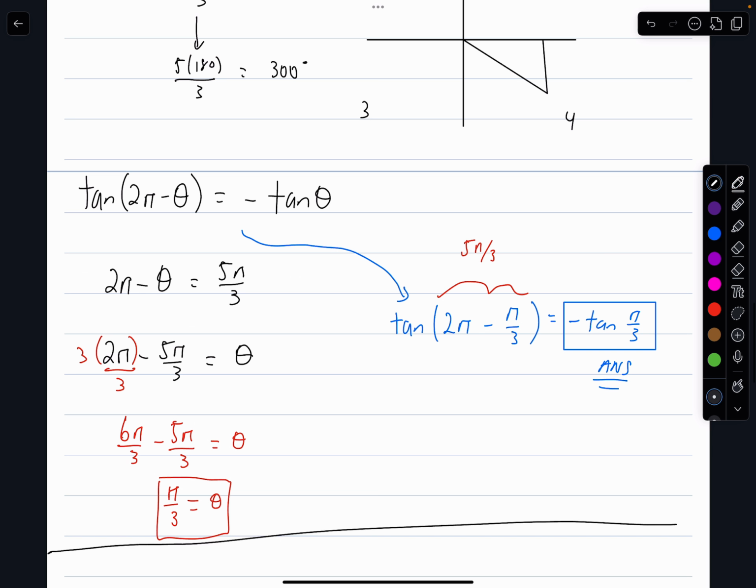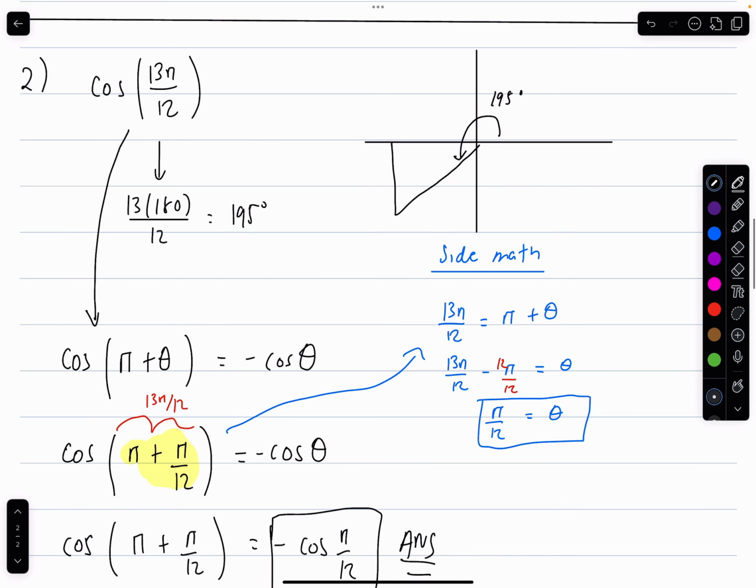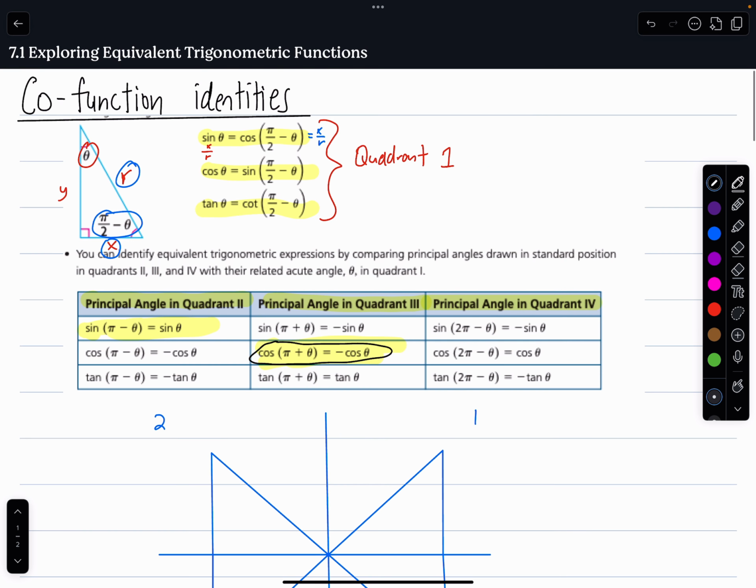Okay, so hopefully you guys found this video very helpful for clearing up this concept. The main thing, guys, I want you to know is you have to identify what quadrant it's in and then apply these formulas to be able to find the equivalent trigonometric expression.